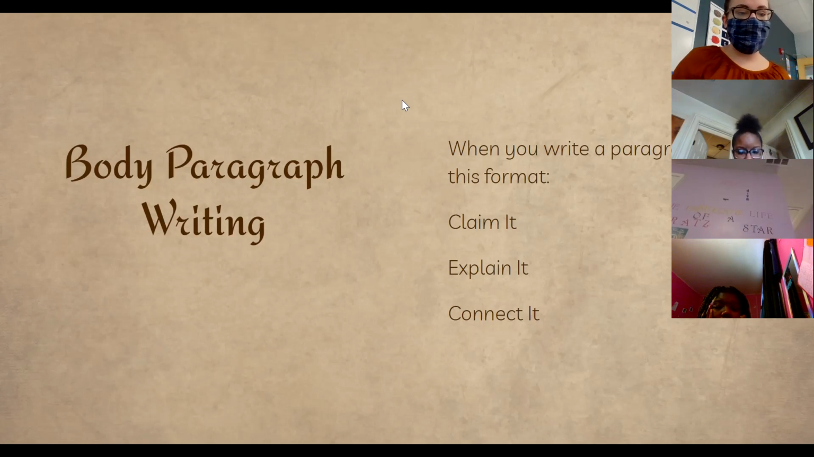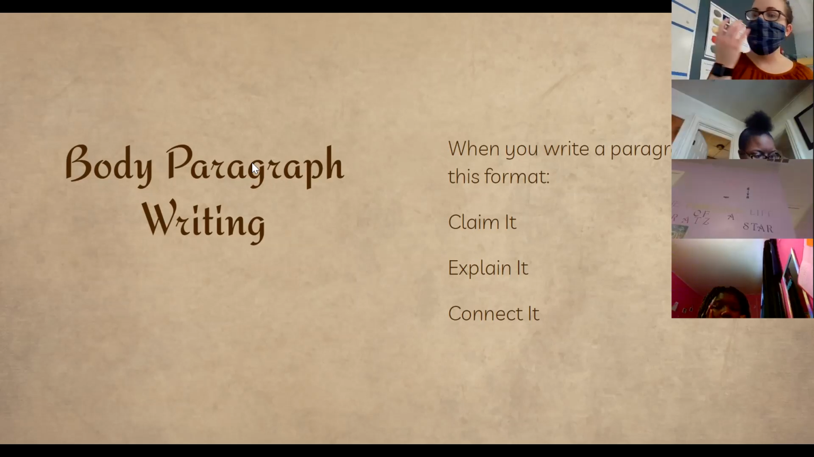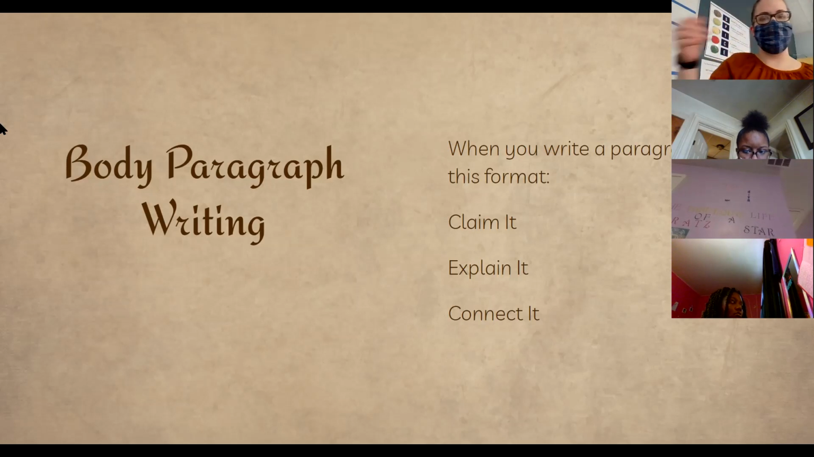And finally, the last sentence that you want to do is your connected sentence. What I mean by connected is you show me how your evidence backs up your thesis. By connecting it, I would say something like, this shows that, and I would explain how that evidence supports my thesis. So claim it is our thesis, explain it is our evidence, connect it is our line of reasoning, explaining how that evidence supports our thesis.